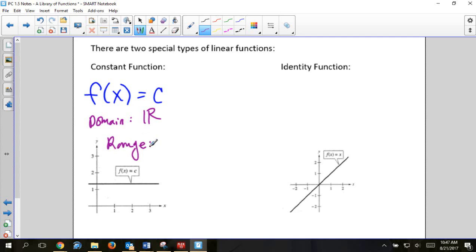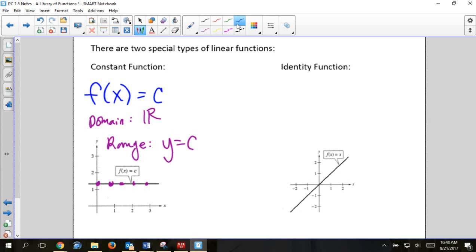So the range of this one, we're talking about the lowest number to the highest number. We're talking about the y values. So if you look at every single ordered pair that could possibly be on this line, what's the lowest number and what's the highest number? C. I don't know what it is. C. Right? So there's not like a range of numbers. It's just C. So we say, well, y has to equal C. That's our only option for the range.